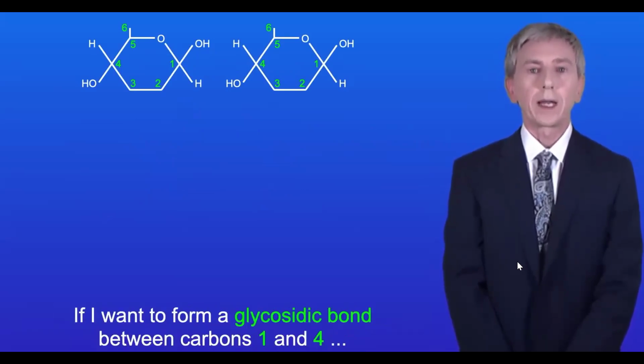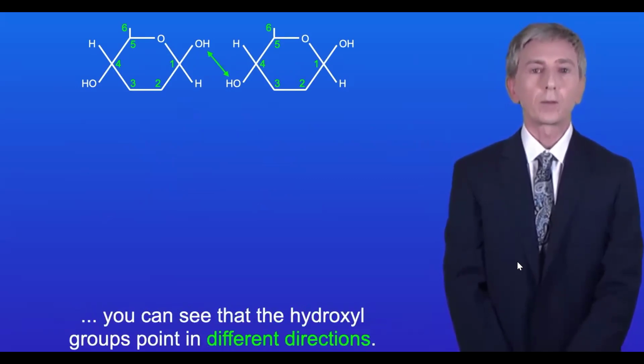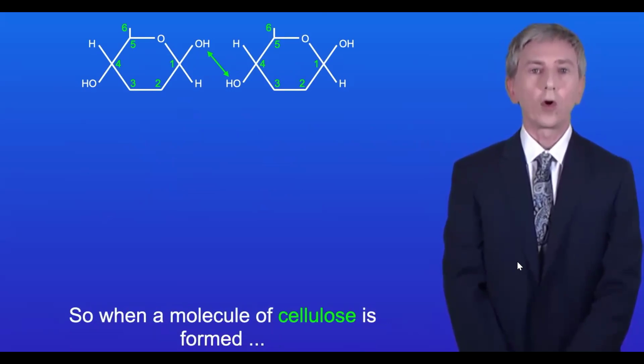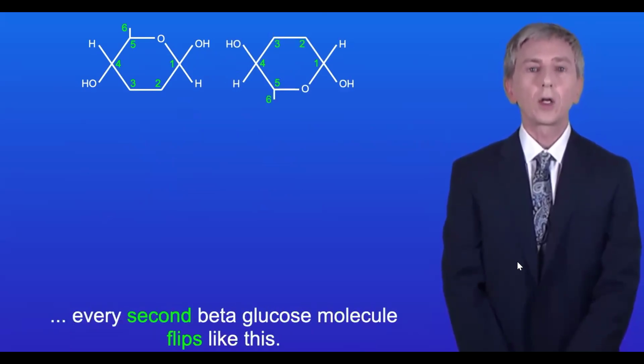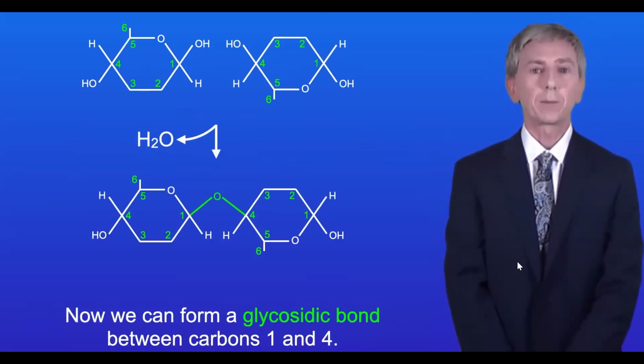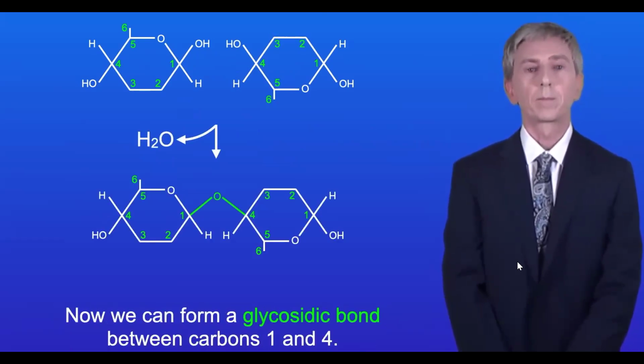If I want to form a glycosidic bond between carbons 1 and 4, you can see that the hydroxyl groups point in different directions. So when a molecule of cellulose is formed, every second beta glucose molecule flips like this. And now we can form a glycosidic bond between carbons 1 and 4.